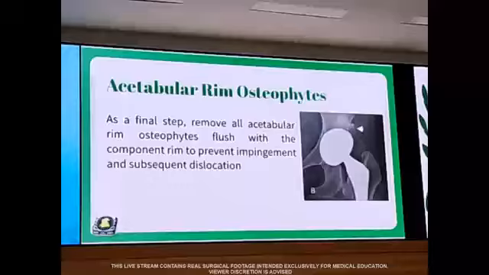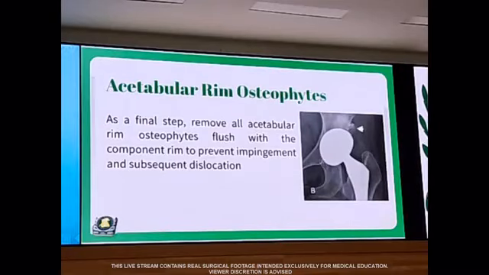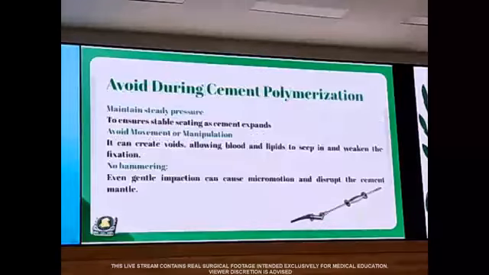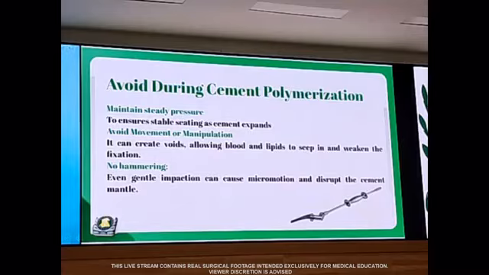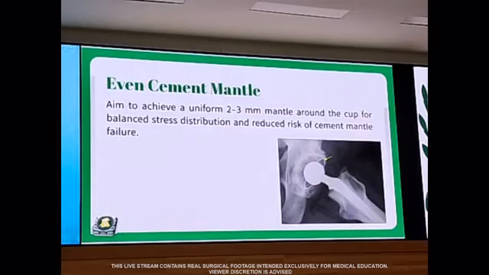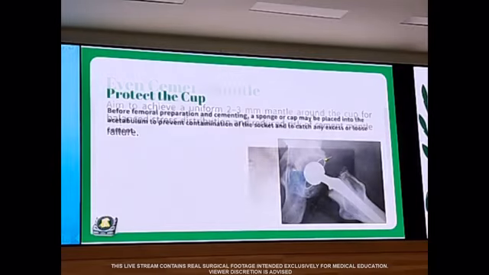As a final step, remove all the acetabular rim osteophytes, flush with the component rim, to prevent impingement and subsequent dislocation. Maintain a steady pressure, avoid movement or manipulation, no hammering. Even gentle impaction can cause micromotion and disrupt the cement mantle. The aim is to achieve a uniform 2 to 3 mm mantle around the cup for balanced stress distribution and to reduce the risk of cement mantle failure.